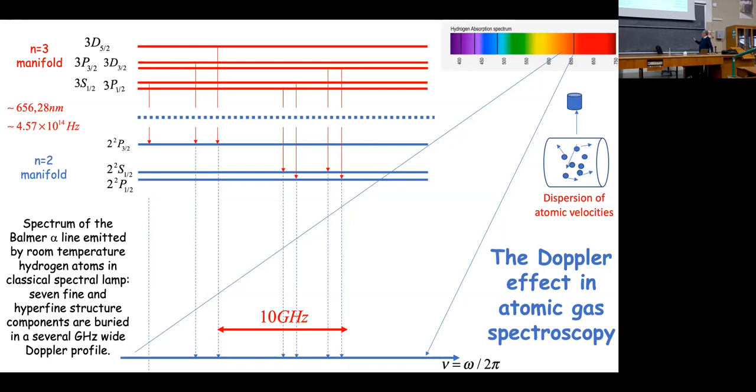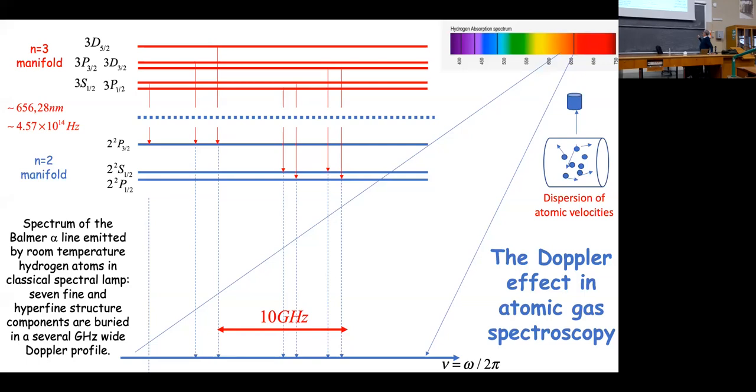N equals 3 now has L equals 0, S state, L equals 1, P state, and L equals 2, D states. And when you connect the n equals 3 manifold to the n equals 2 manifold, you find essentially 7 lines, which I've shown you here, which are the transitions between these states. And before the lasers, you see all these lines, they are somewhere here in the red Balmer line.